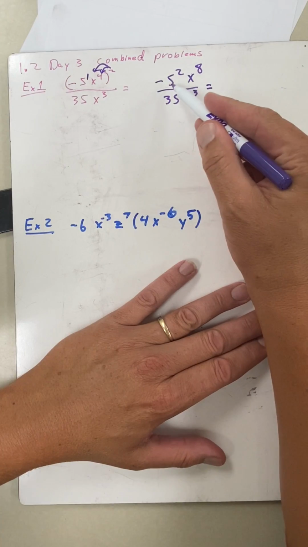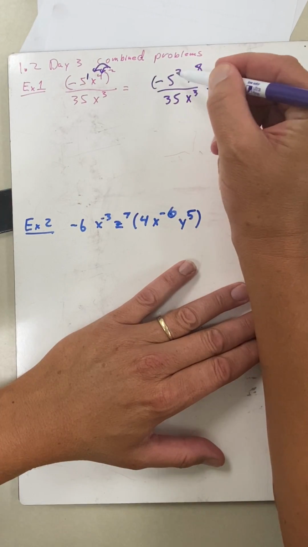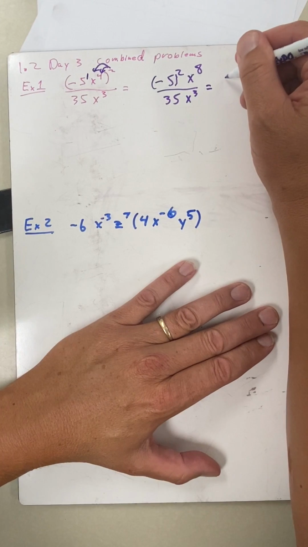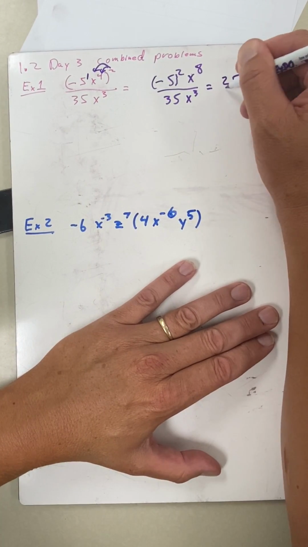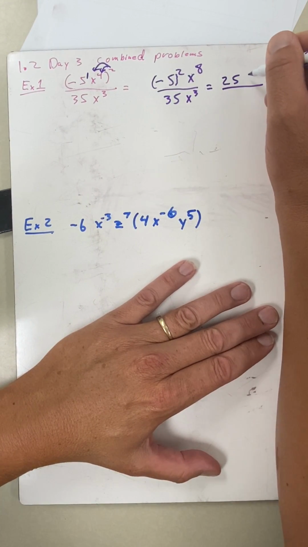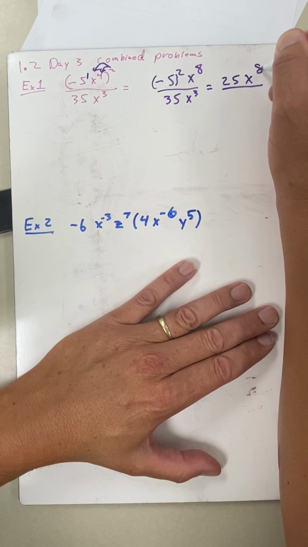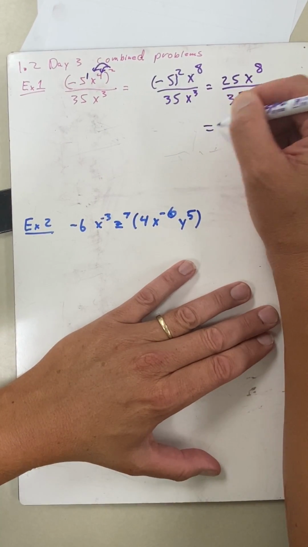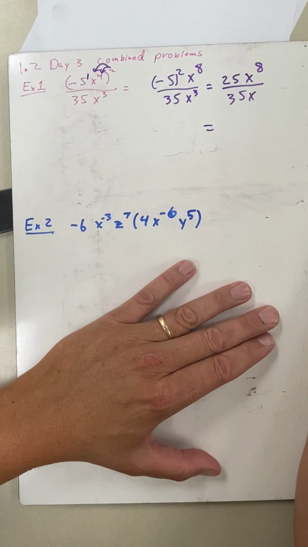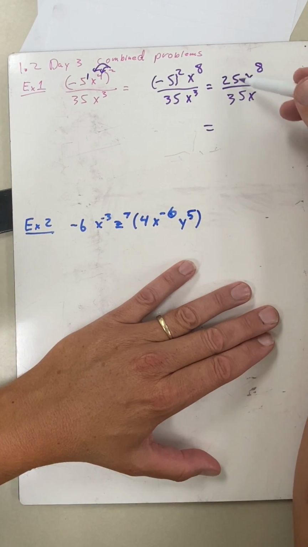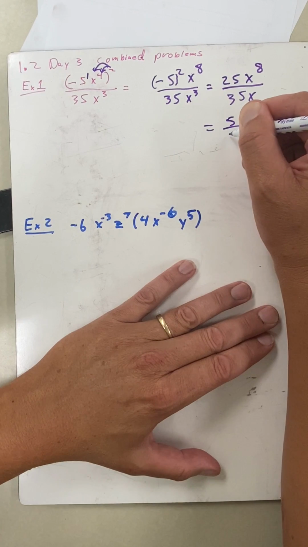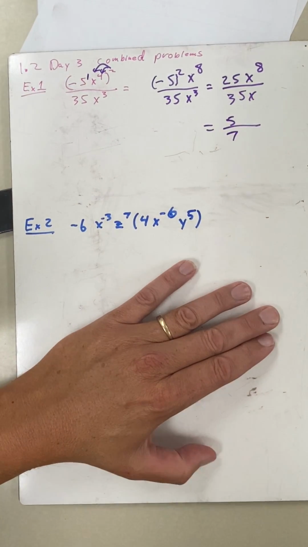I need to take this negative 5 and square it. When I do that, I'm taking the negative 5 times the negative 5, which is positive 25. Remember, not 5 times 2. We'll get x to the 8th over 35x to the 3rd. Now 35 can't go into 25, but we can reduce them. Both those numbers are divisible by 5. So 5 goes into 25 5 times, and 5 goes into 35 7 times.